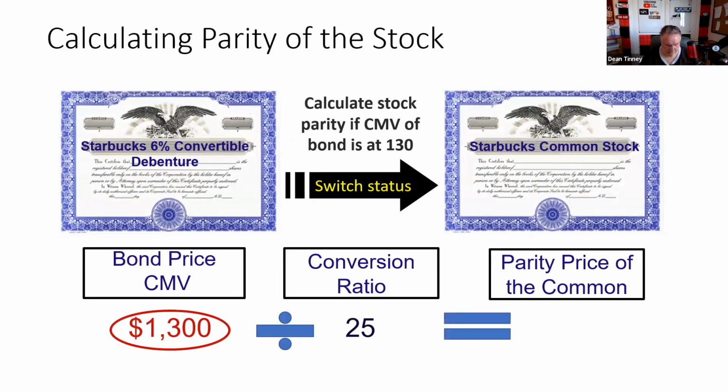I say, if I buy the bond at $1,300 and it's convertible into 25 shares, parity would be 52. So my minimum expectation is that Starbucks is going to go to 52. Right now it's 50, right? But parity is 52. If you don't think it's going to 52, then you shouldn't buy this convertible bond for $1,300. So I don't know of any draw on the test in which you're not going to have to calculate parity.